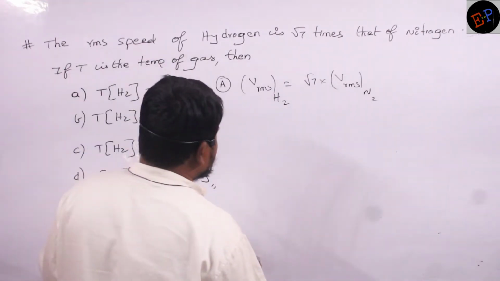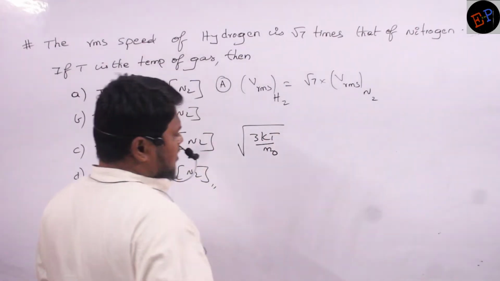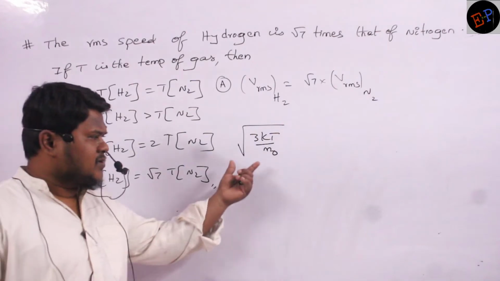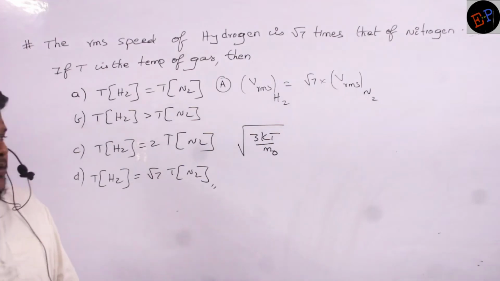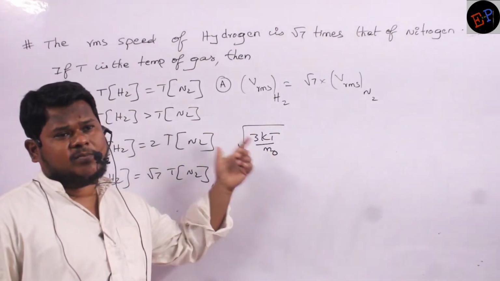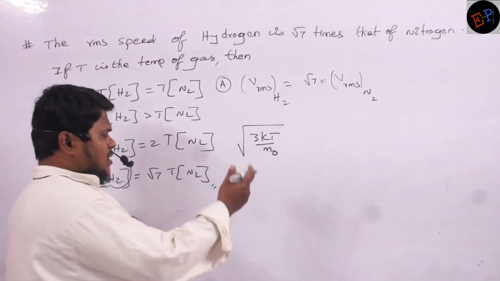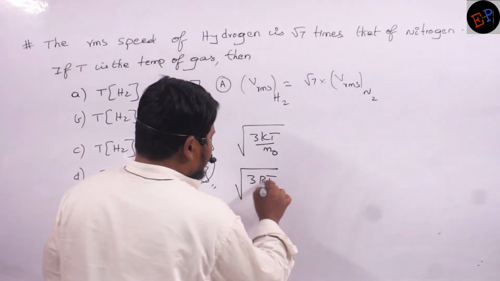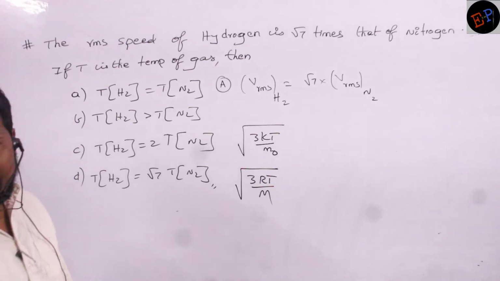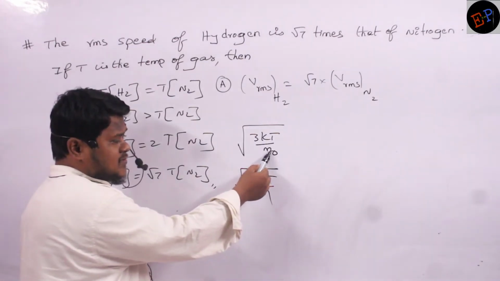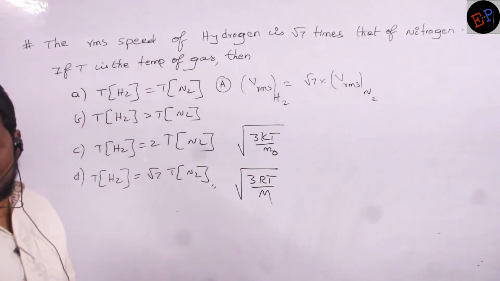So which relation will I use? I can use square root of 3kT divided by m0. Or I can also take the square root of 3RT by capital M. What is the difference between this equation and this equation? Here m0 represents the mass of a single molecule. Here capital M represents the mass of 1 mole of molecules. So you can use anything.